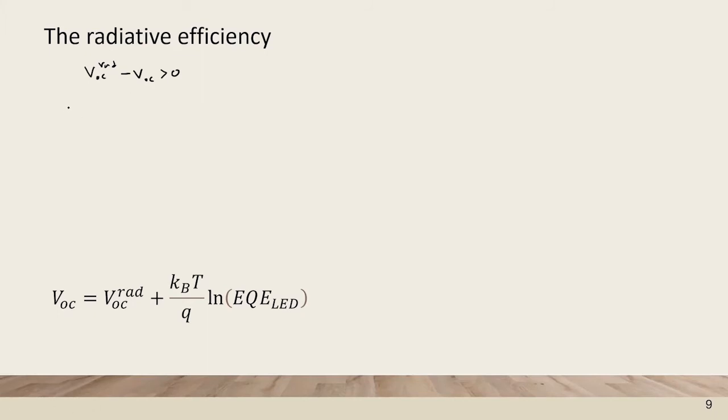And to this end, we remember the relationship that the EQ LED, this is the radiative with respect to the total recombination current in the dark. So this parameter is useful to quantify the amount of non-radiative recombination.